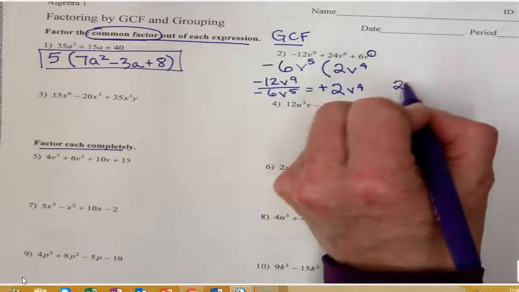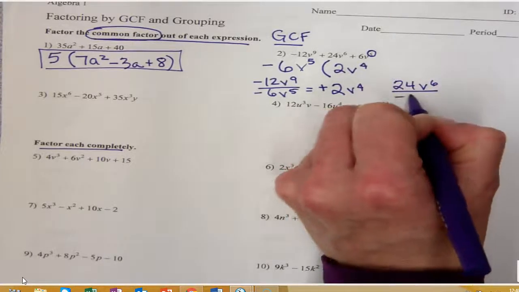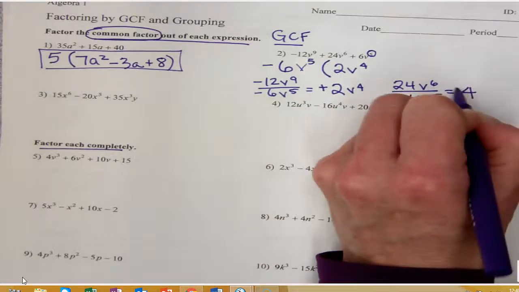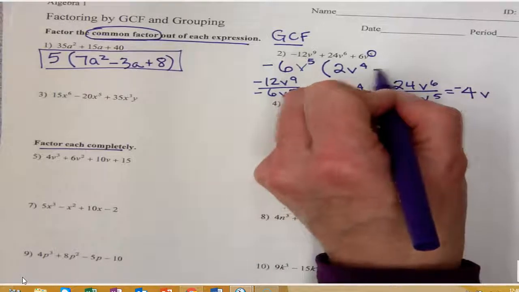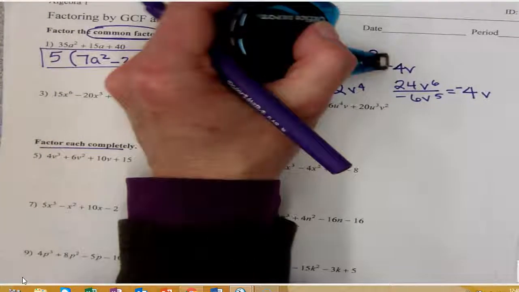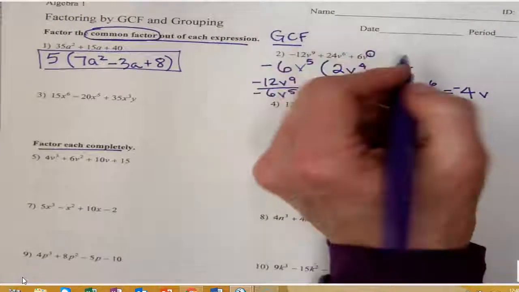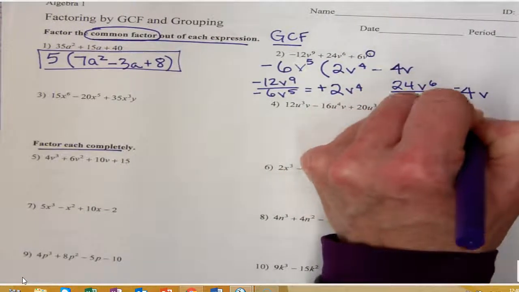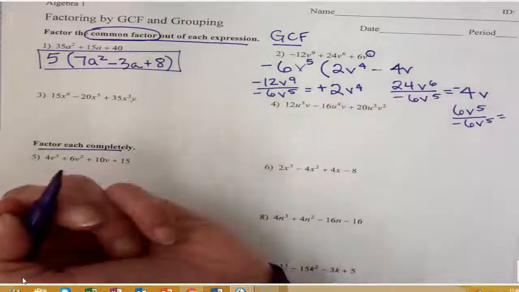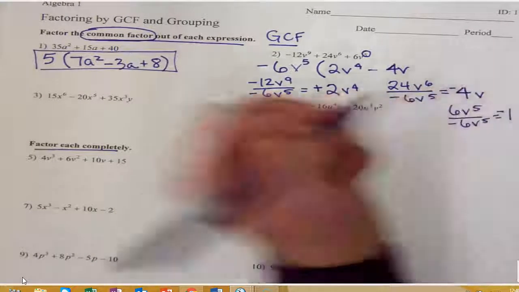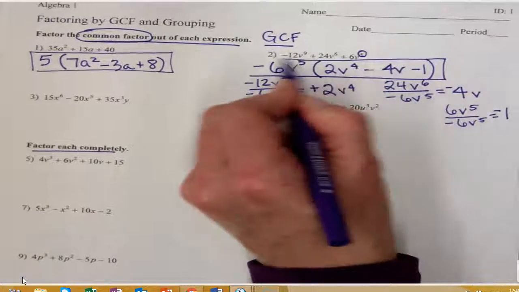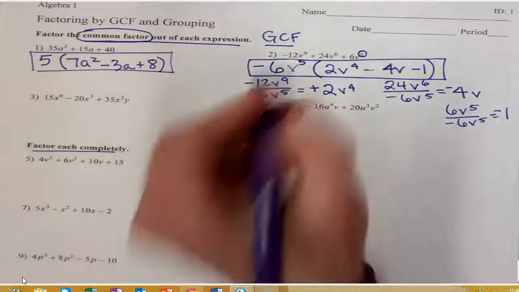Then I got 24v to the 6th divided by negative 6v to the 5th. And what am I left with? Negative 4v. Oh my goodness, I already had my negative there. And then 6v to the 5th divided by negative 6v to the 5th is going to give me negative 1. So minus 1. So when I take out my greatest common factor, this is what I'm left with. That's a 5.